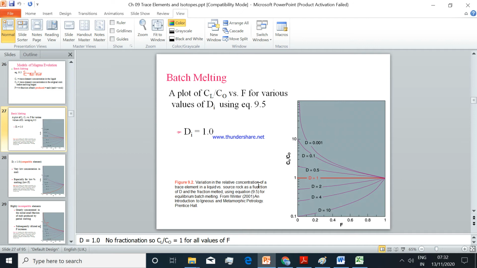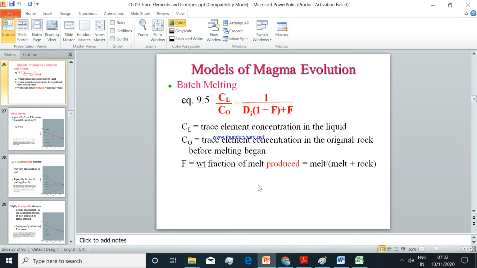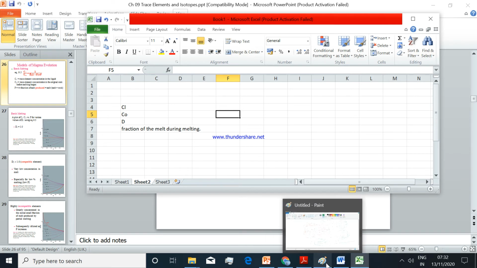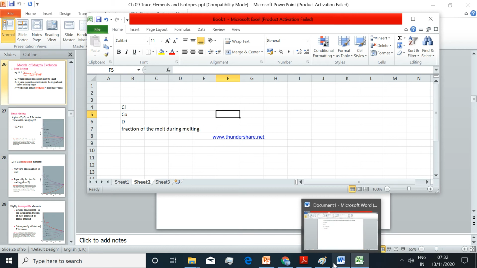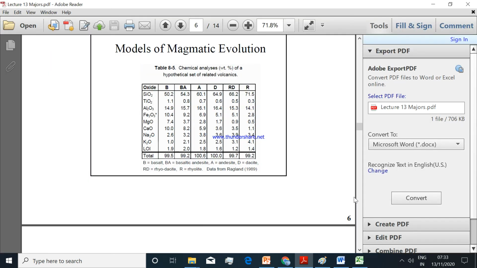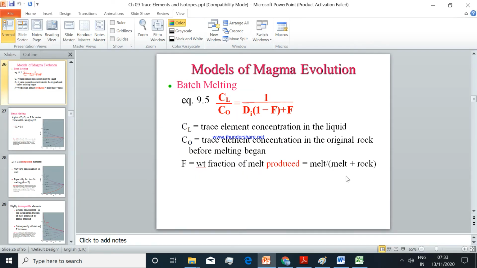graphs. And if we try to build these from an Excel sheet from these data, it will develop this type of diagram or graph with separate D values, while the fraction of the melt is being changed. You can do this exercise as well.